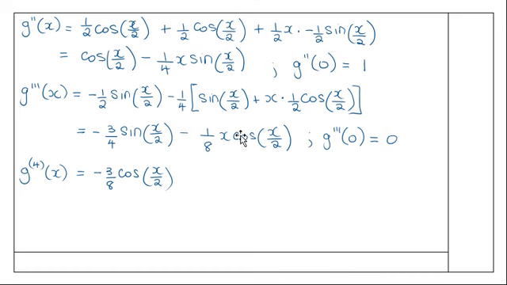For this, I'm going to use the product rule. Again, I'm going to keep the constant on the outside and use the product rule on the x cos of x over 2. So differentiate the first times the second, plus the other way around, keep the first times differentiate the second using the chain rule.